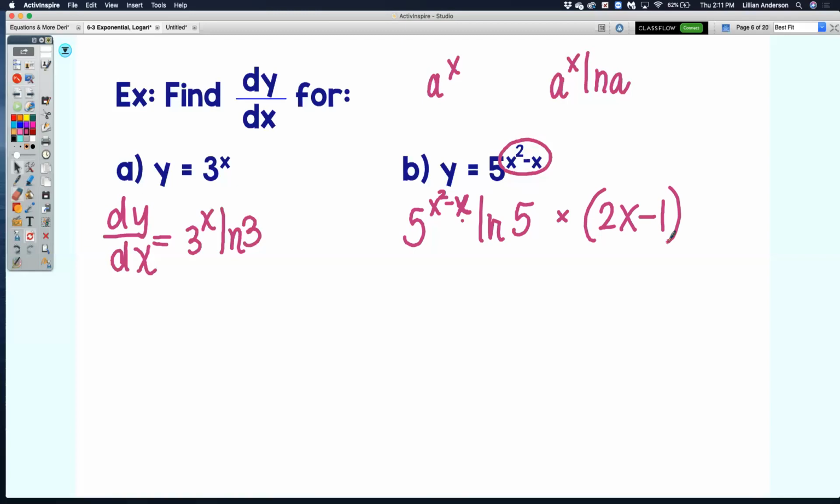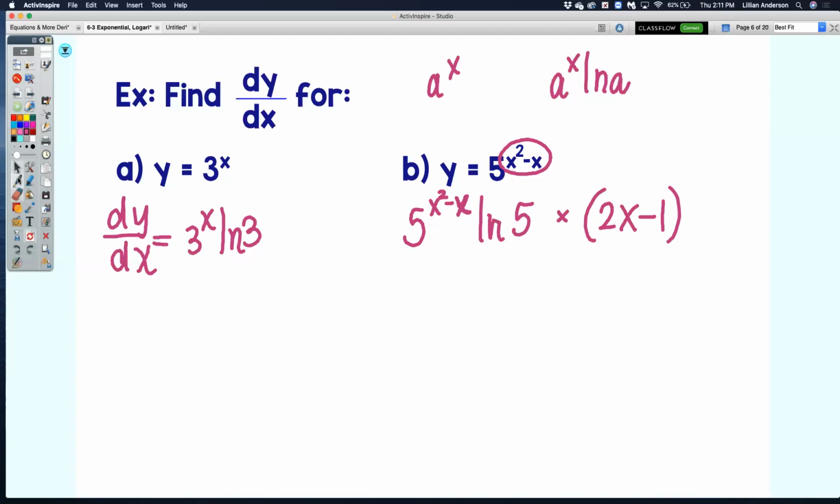I can't go any further than that. Nope. If I distribute, I'll be doing that little bit extra that I don't have to do. I mean, you can distribute the ln of 5 because everything's being multiplied together. Yeah, it's not going to make a difference whether you distribute it or not. Questions?